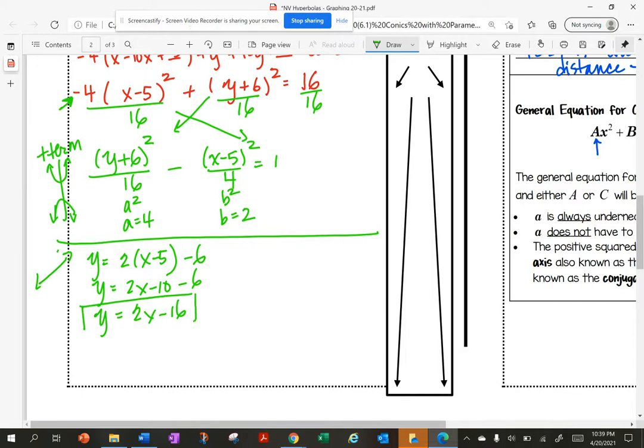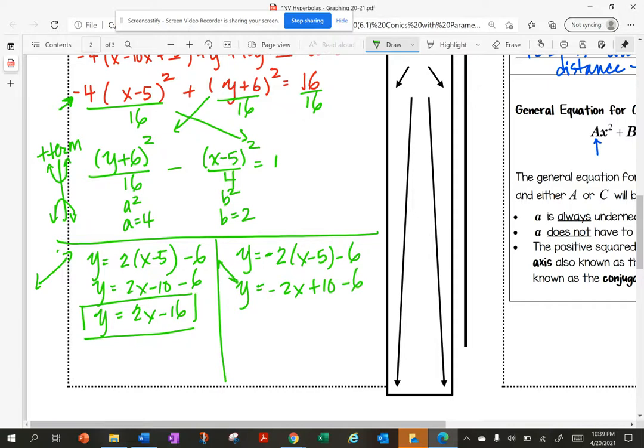So here's one equation. And for my negative asymptote, I get y equals, I have a negative 2 for a slope, x minus 5 minus 6. So y equals negative 2x plus 10 minus 6. So y equals negative 2x plus 4. Okay, we are done.